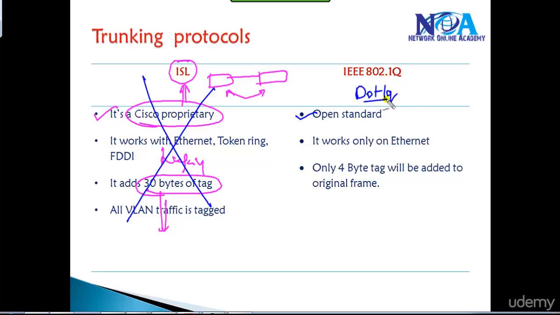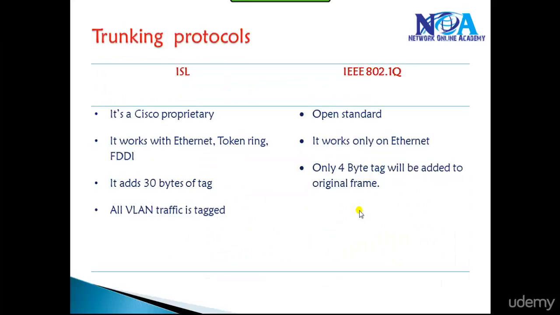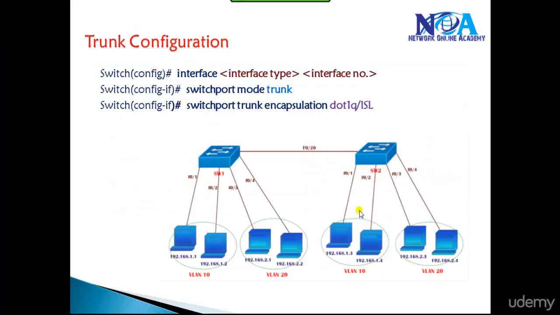It's .1Q, we write like this. It's a standard which works with Cisco as well as non-Cisco devices. It supports only Ethernet networks. Anyway, token ring and FDDI networks are no more used, so .1Q only supports Ethernet. And the major advantage is it's a standard, and also it's going to add just 4 bytes of tag information, which adds less overhead on the switches to add or remove the tag. So in today's network, we use only .1Q.